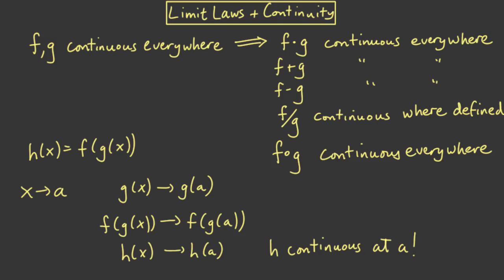So for instance, if we take sine of x squared plus 1, here we have the composition of two functions. The inner function is x squared plus 1. That's a polynomial, so it's continuous everywhere. And the sine function, the outer function, we know that's continuous everywhere. So this overall function is continuous everywhere.